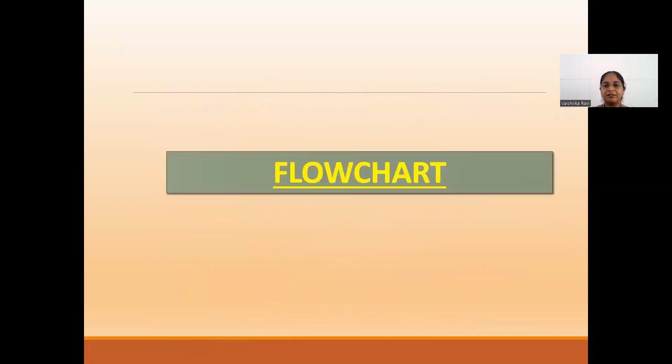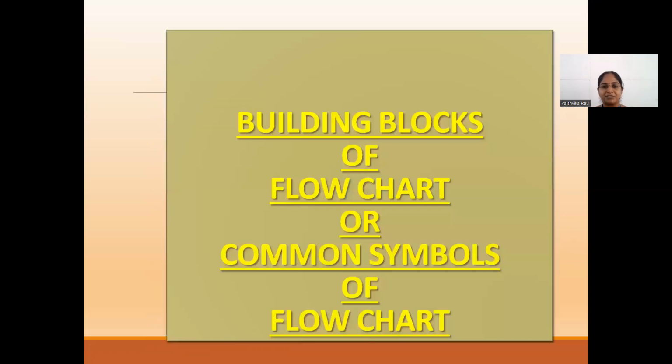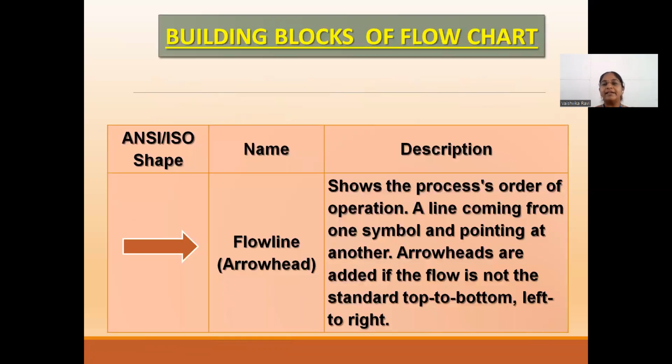Then we will move to the flowchart part. A flowchart is the pictorial representation of an algorithm. Both the flowchart and the algorithm are independent of any programming language. We can convert them into any programming language of our choice. Then we will see the building blocks, that is, the symbols which are included in the flowchart. First, we will see the basic symbols.